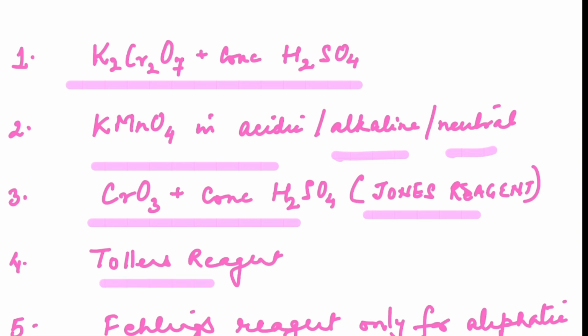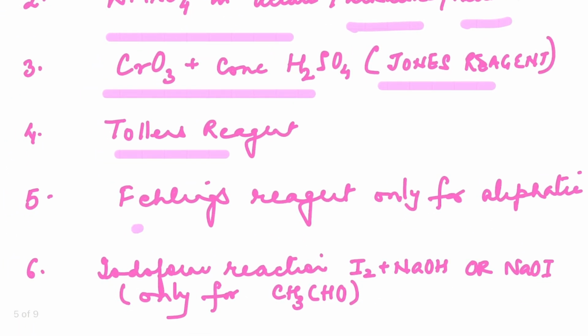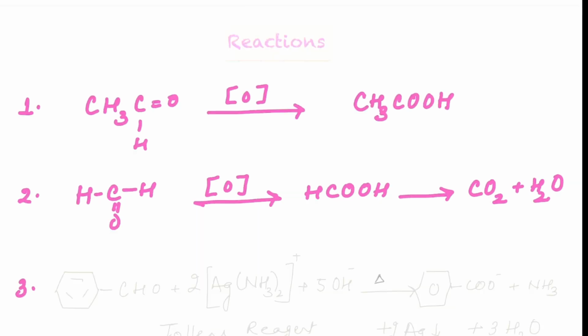We can go for Tollens reagent test, which gives acid. Fehling's reagent test also will give acid, only for aliphatic aldehydes. Iodoform is only true for acetaldehyde. No other aldehyde will give iodoform positive, where aldehyde gets converted to acid salt. With KMnO4, K2Cr2O7 and Jones reagent, these are the ways the reactions are written, but with acetaldehyde we get acetic acid. With formaldehyde we get formic acid, which gets converted into CO2 and H2O.